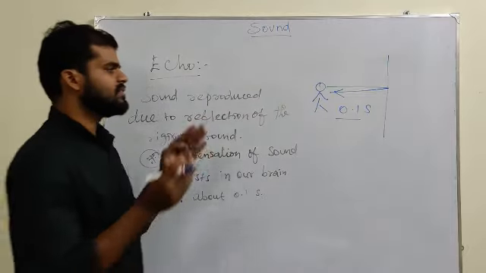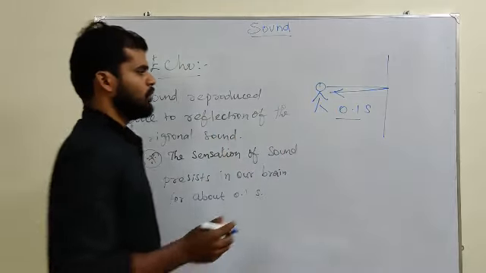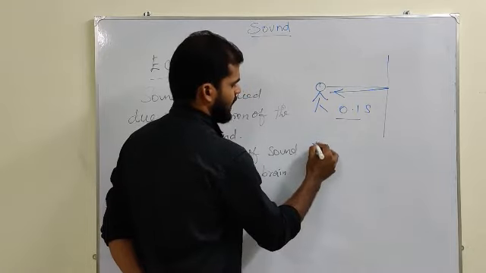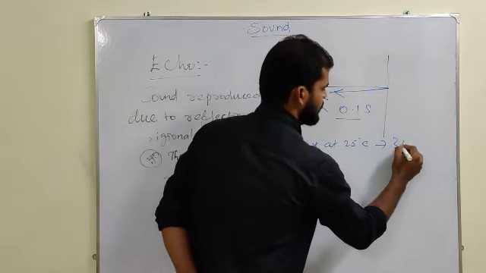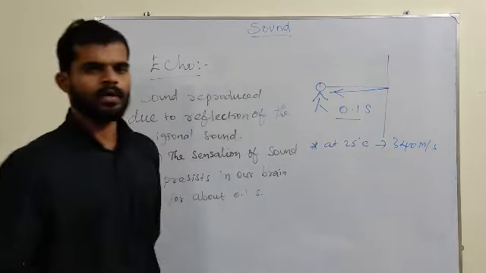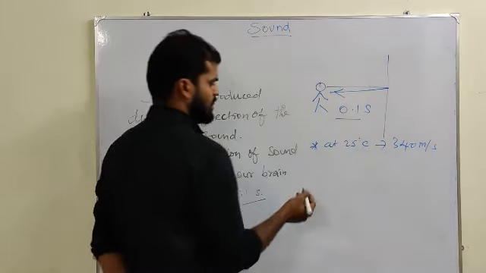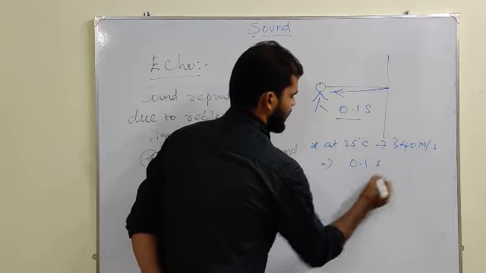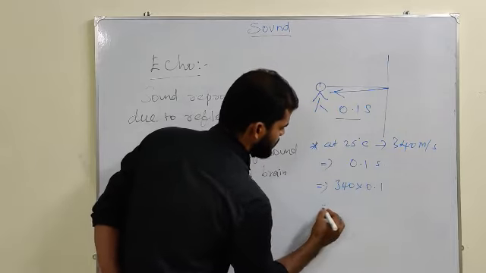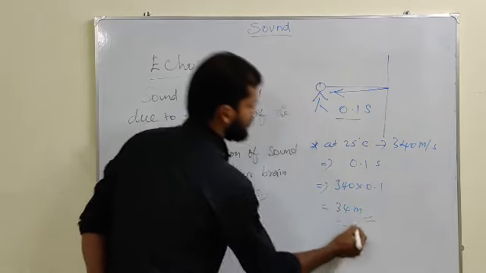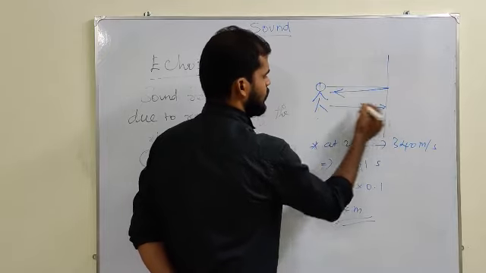Let us calculate what distance should be maintained between a man and the object to get a clear echo. For example, sound can travel through air, right? At 25 degrees Celsius, sound can travel with a speed of 340 meters per second. The sound persists in our brain for about 0.1 second. So when you multiply these two, 340 into 0.1, we get 34 meters. So the total distance to be covered is 34 meters.